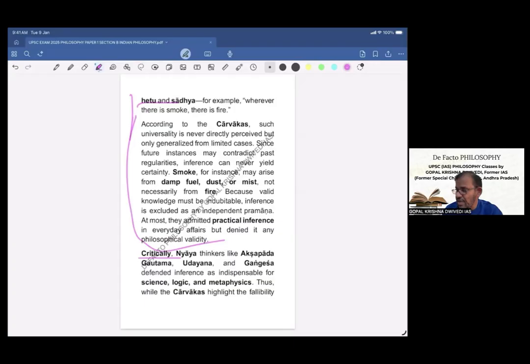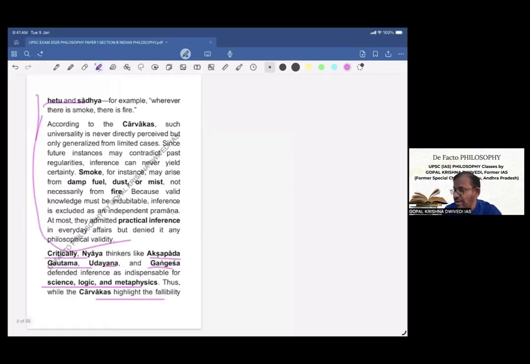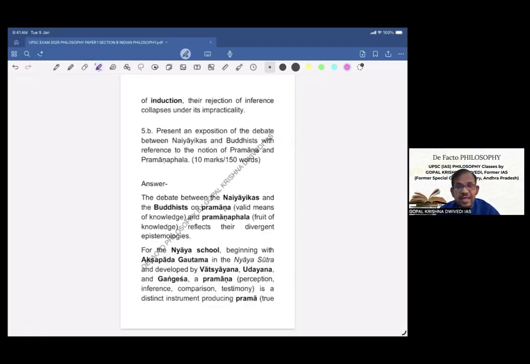Critically, Nyaya thinkers like Akshpat Gautama, Udayan and Gangesa defended inference as indispensable for science, logic and metaphysics. Thus, while Charvakas highlight the fallibility of induction, their rejection of inference collapses under its impracticality. So this is a critical comment. Even though we have quoted the Nyaya school, a comment from our side also needs to be mentioned. So one line has been mentioned accordingly.